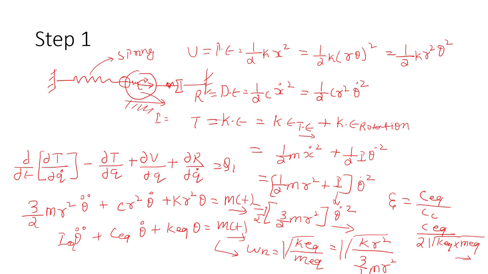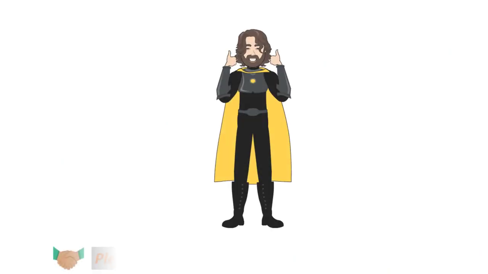So in this way, when we have a single degree of freedom governing equation, which can be derived using many approaches, though I usually prefer the Lagrange approach, just by looking at this equation we can give the natural frequency and the damping factor of the system. So that's all for this video.